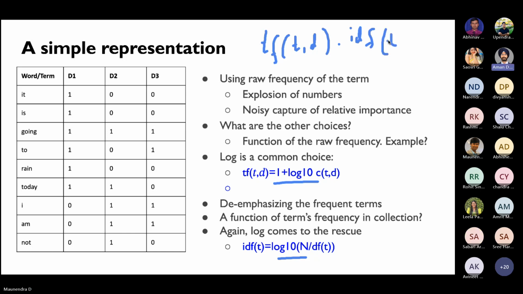So, sir, TF, the term frequency, is with respect to one document, whereas IDF is across the whole collection of documents. Exactly.